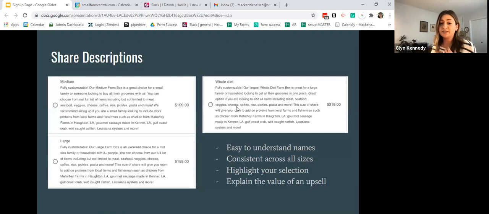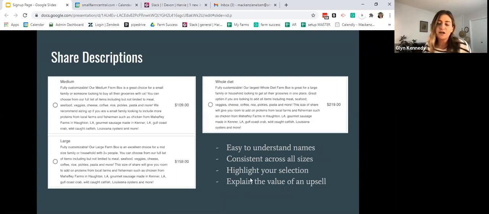Yeah, and making it consistent too, because we did make the mistake of putting fully customizable on some sizes but not others. And so then people are like, oh, I can customize these, but not these. So just make sure the consistency across all sizes is there, because we've lived through the inconvenience of that. So might as well not have you guys do it too.